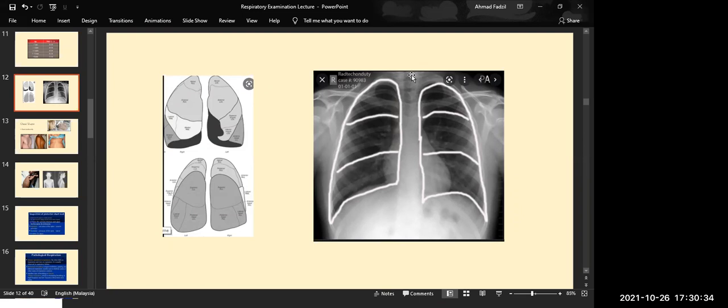Sometimes the trachea moves to the right side or the left side. If the trachea moves to the right side, it tells you the mediastinum has moved to the right side. So you know the position of the trachea tells you where the mediastinum is.